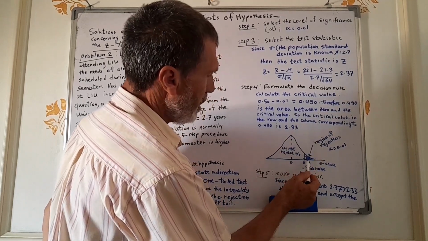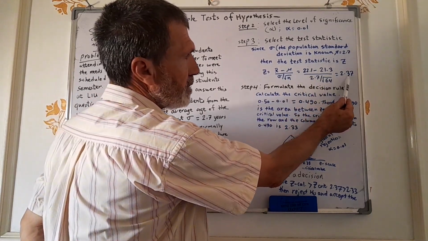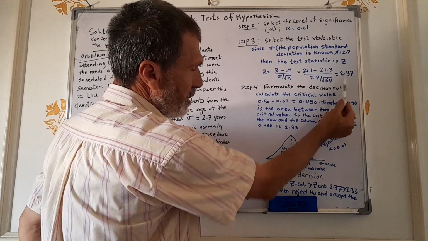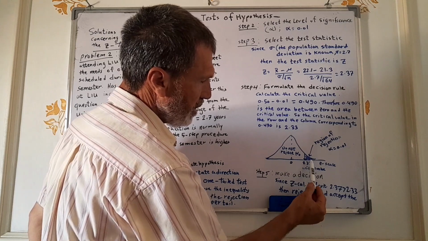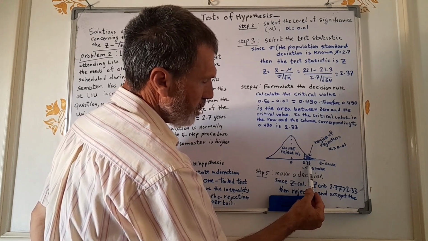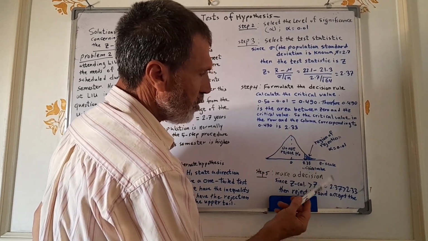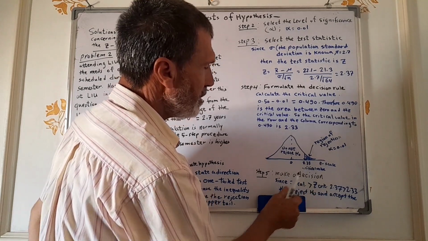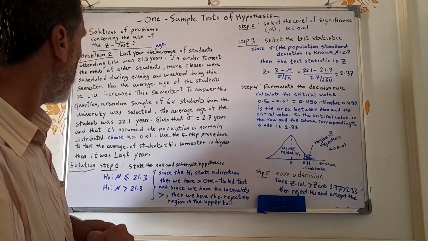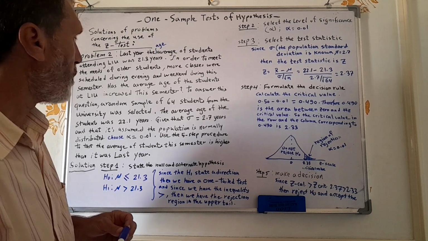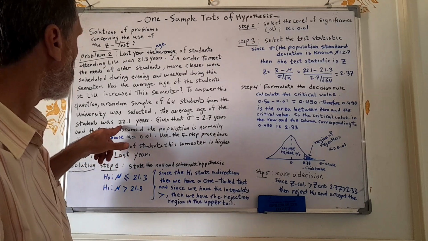Now, we compare this to the z statistic we calculated. We come up with 2.37. We see that 2.37 is inside this rejection region. 2.37 is greater than the critical value 2.33. Therefore, we reject the null hypothesis and we accept the claim that the population mean of the students' ages is 22.1.